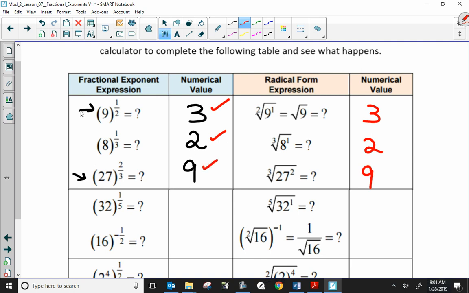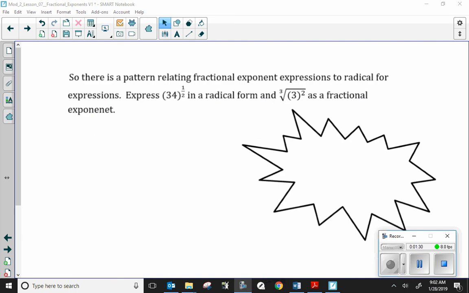So you can see that there's a relationship between our fraction and our radical, and their numbers, the root and the exponent. Once you see that, it becomes really easy to understand. So what is that connection or correlation?